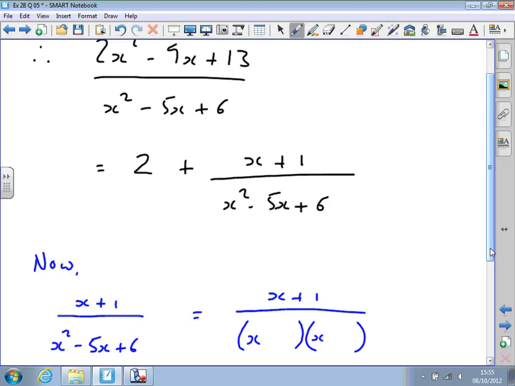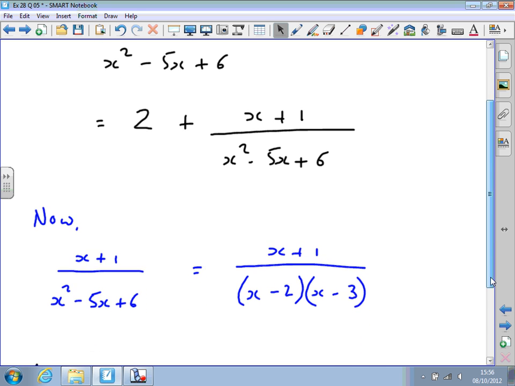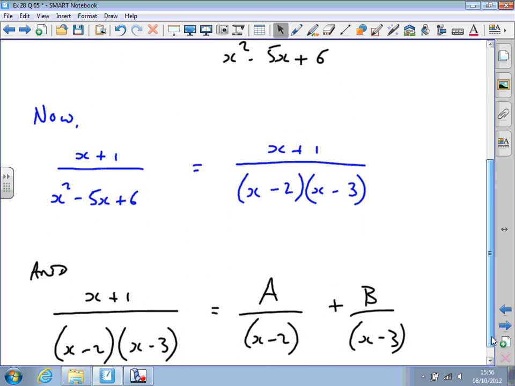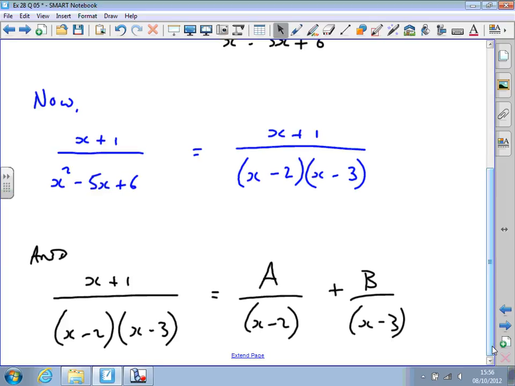Answer minus 2 and minus 3. Minus 2 times minus 3 gives plus 6. Minus 2 minus 3 gives minus 5. So now I can say that x plus 1 over (x minus 2)(x minus 3) equals some constant a over x minus 2 plus another constant b over x minus 3. And now see if you can carry on and finish this off.